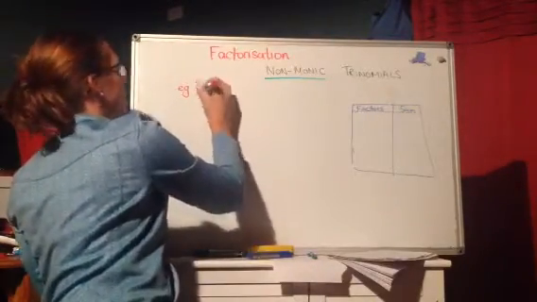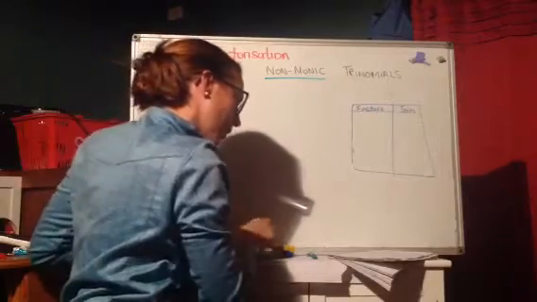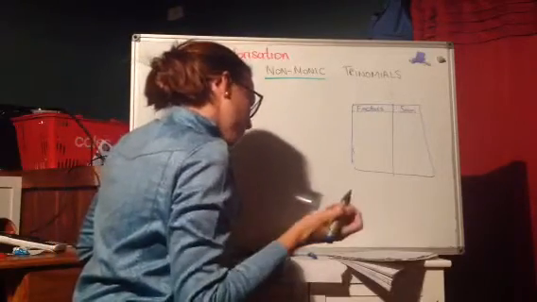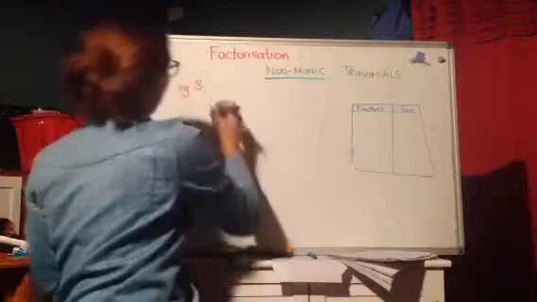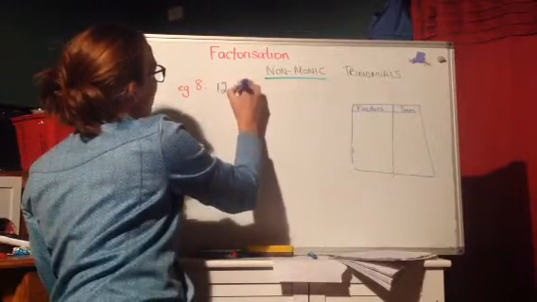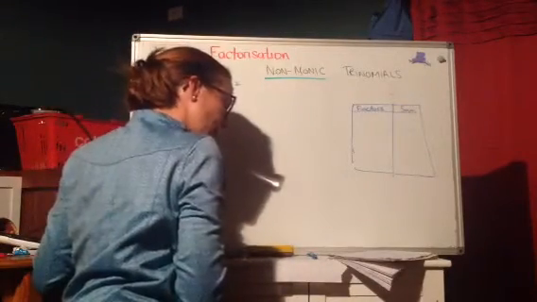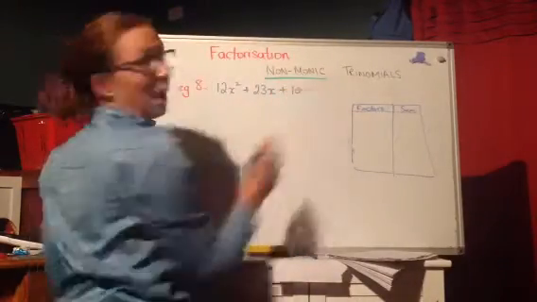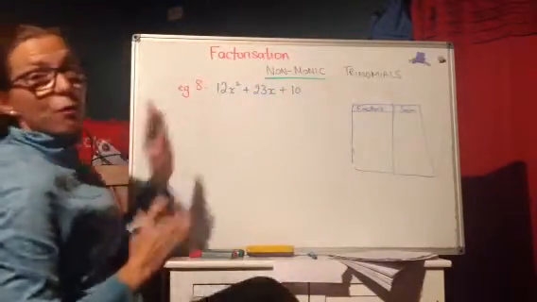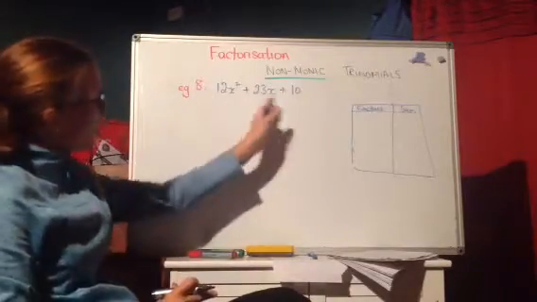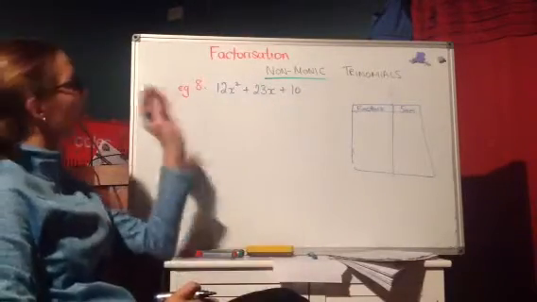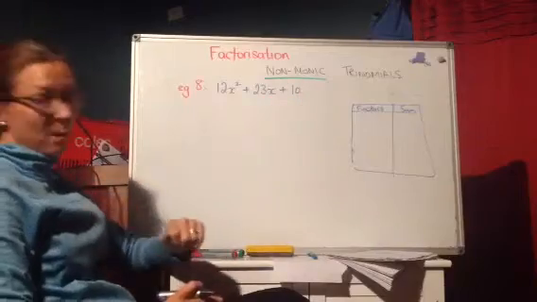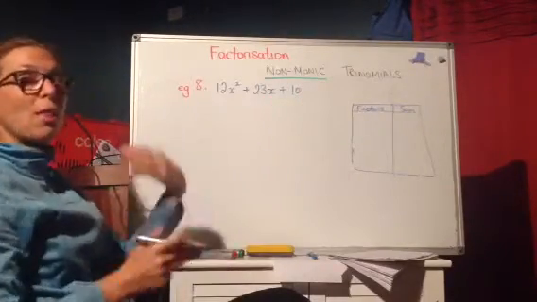Example number 8, 12x squared plus 23x plus 10. So, first thing we do whenever we get a non-monic trinomial is check, is there a common factor? And there isn't. So we're going to have to go through that other method.